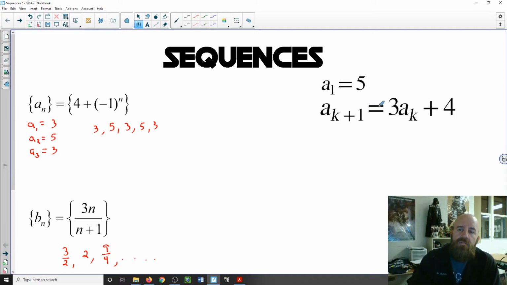So what we do to find the next term, it gives us this statement. It says a sub k plus 1. So this is the next term. And this is the a sub k value. We plug it into here, and we get the next term. Our first term was given as 5. If we plug 5 into this equation, 3 times 5 plus 4 would be 19. And then we take this 19 and plug it in for a sub k, because we're trying to find the next term.